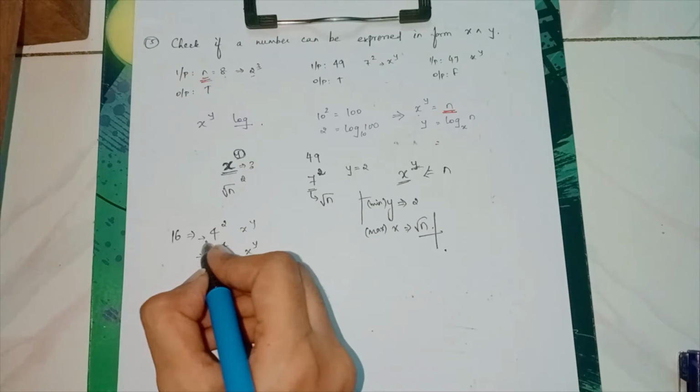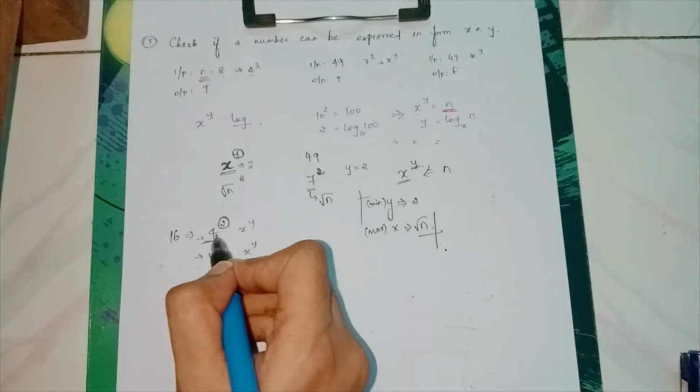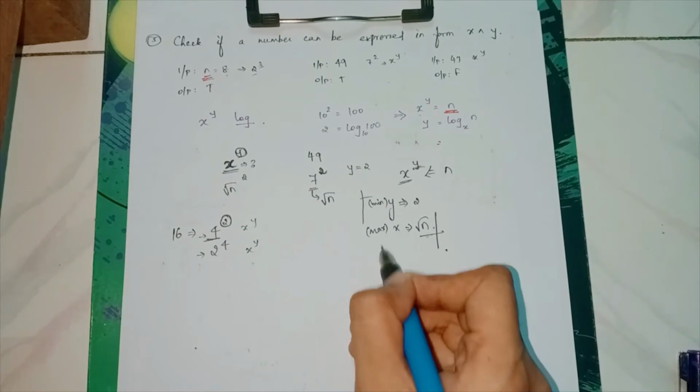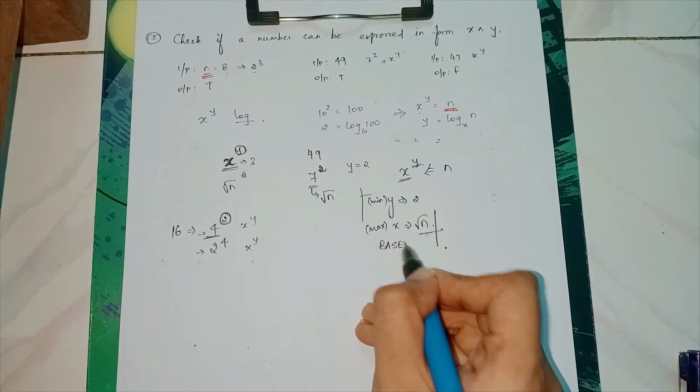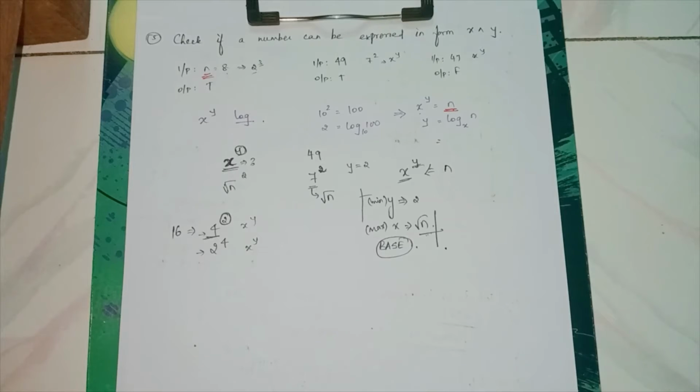The base condition is this: y can take a minimal value of 2 only, and x can take a maximum value of root n only. So this is our base condition, and based on this base condition only, we will be writing the program. So now moving on to the program.